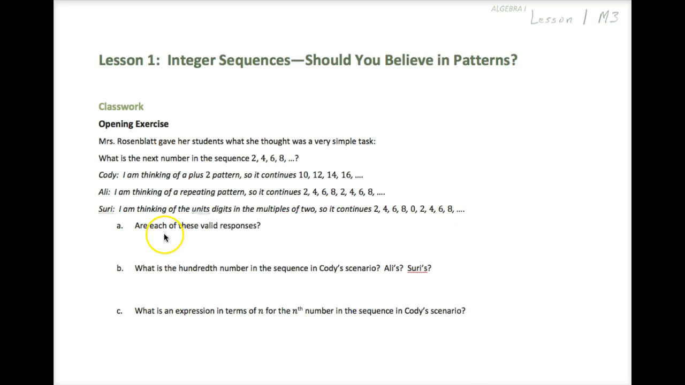So this question says, are each of these valid responses? Well, we're going to have to say yes, because we can at least think of a way that each of these could be the 100th term in the sequence of Cody's scenario, Allie's, and then Suri's.